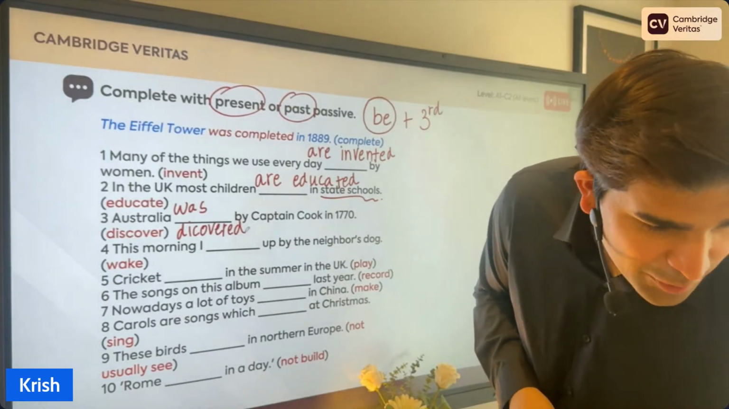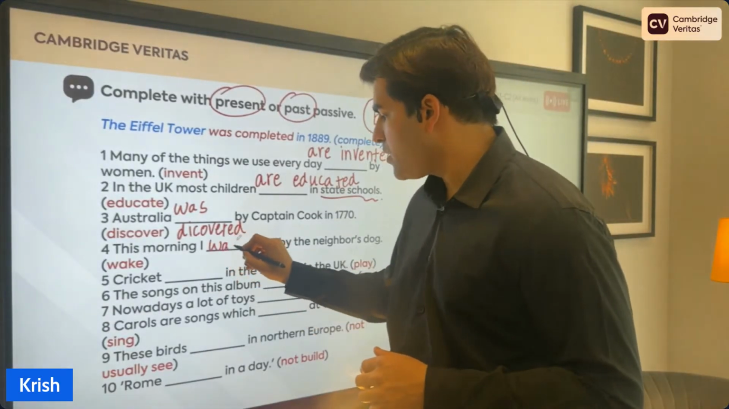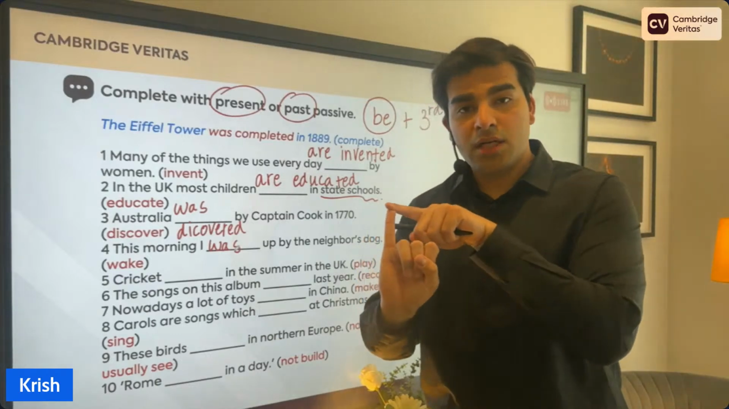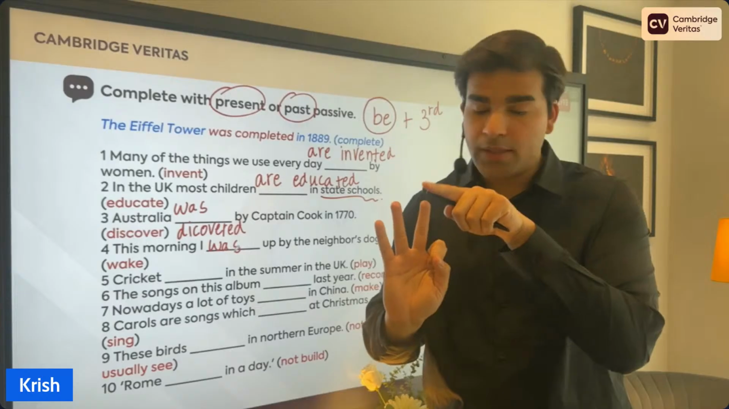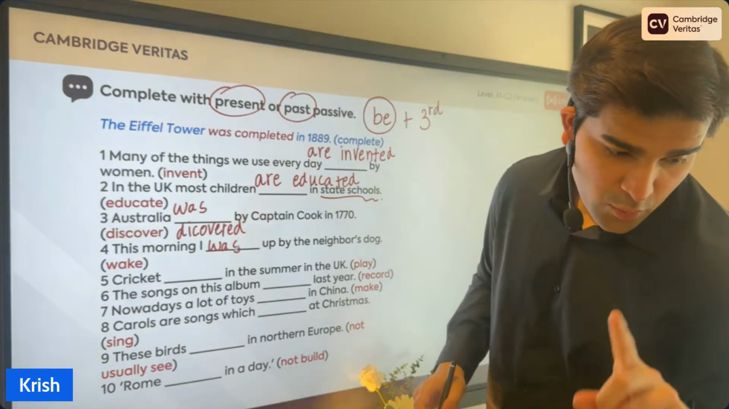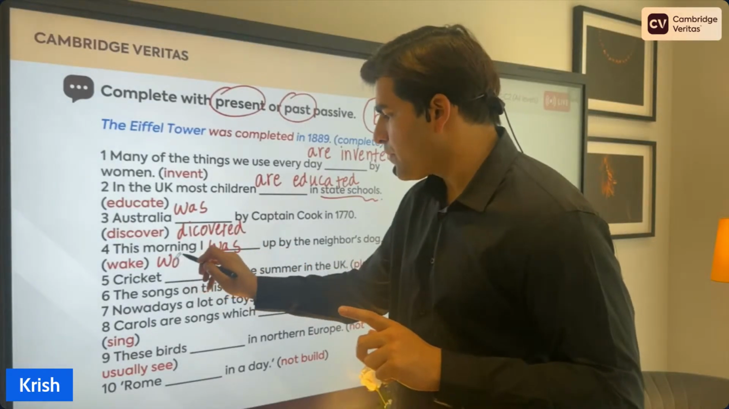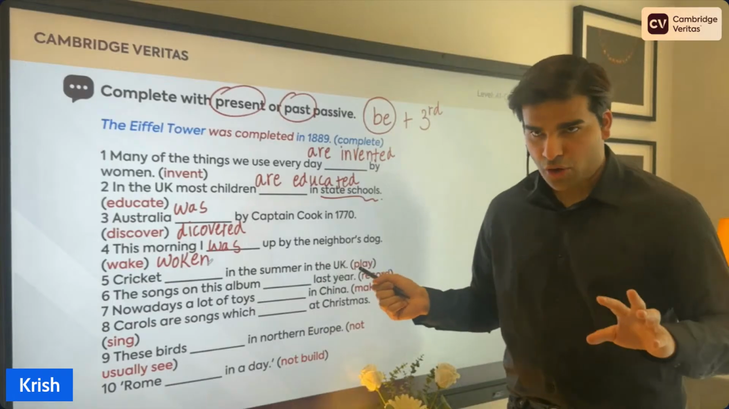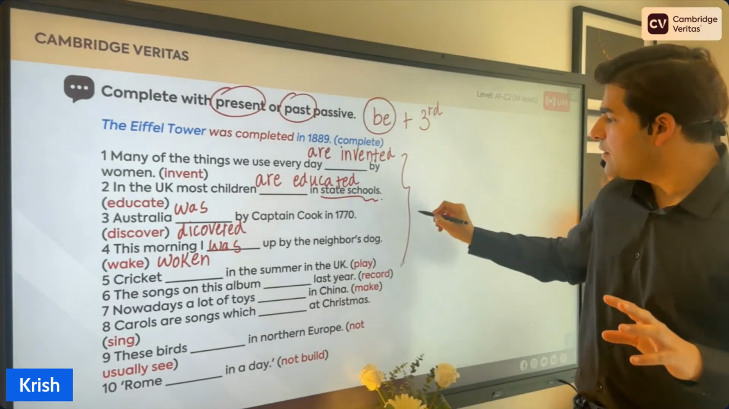where's the answer? Everybody's stuck here. I was, third form of wake. Wake, woke, woken. Was woken up. Yes. Was woken up by the neighbor's dog. Everywhere we are using this format.